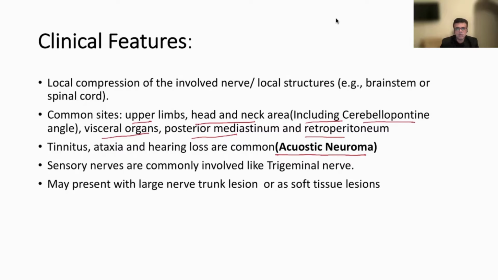Sensory nerves can also be involved, like the trigeminal nerve. It may present as a large trunk lesion, or sometimes it may be seen as a soft tissue mass. It may form a differential of a spindle-shaped soft tissue lesion. So it is typically a benign lesion. Malignant transformation is exceedingly rare. Malignant transformation is much commoner in neurofibromas, which can turn into malignant peripheral nerve sheath tumor, MPNST, whereas that is exceedingly rare in schwannomas.